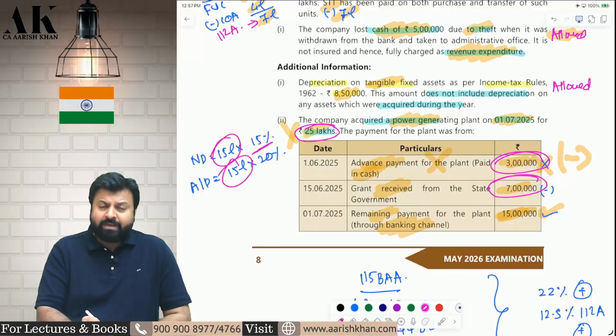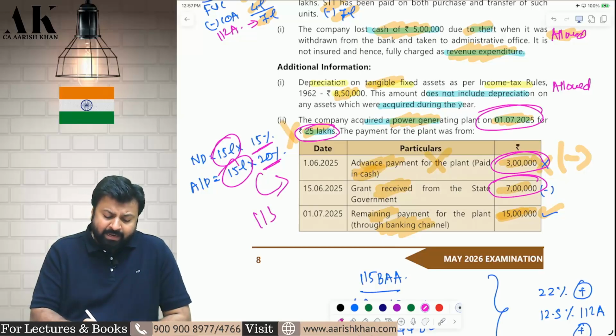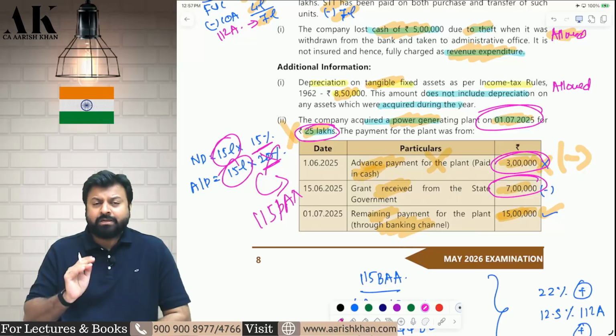On 15 lakhs, claim 15% normal depreciation and 20% additional depreciation because the asset is put to use for more than 180 days. But in 115BAA, you will not get the deduction of additional depreciation. At that time you add it back.